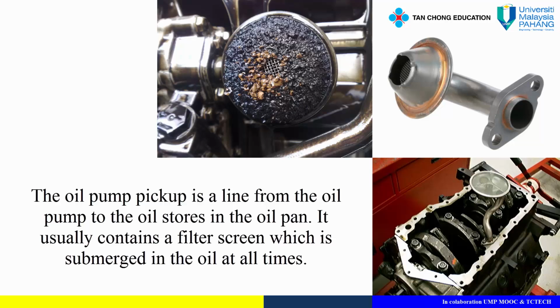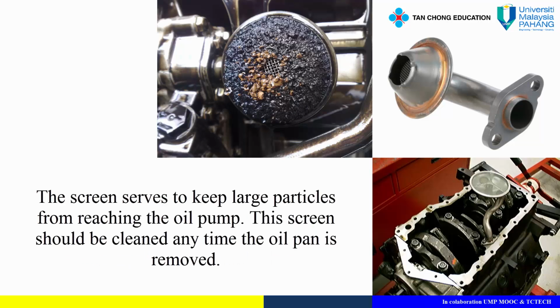Oil pump pickup. The oil pump pickup is a line from the oil pump to the oil stores in the oil pan. It usually contains a filter screen, which is submerged in the oil at all times. The screen serves to keep large particles from reaching the oil pump. This screen should be cleaned any time the oil pan is removed.